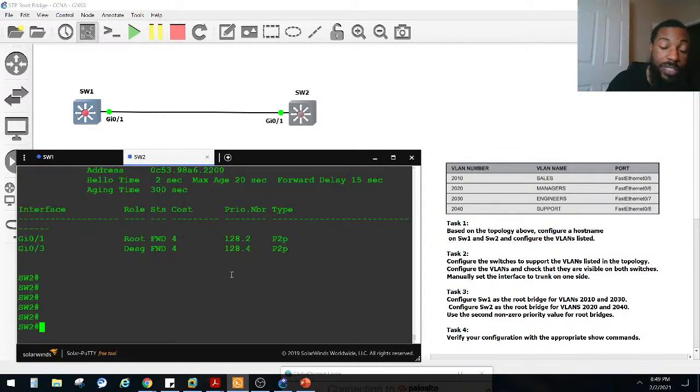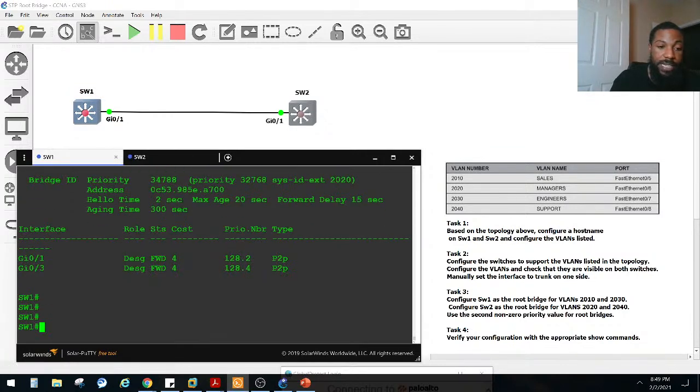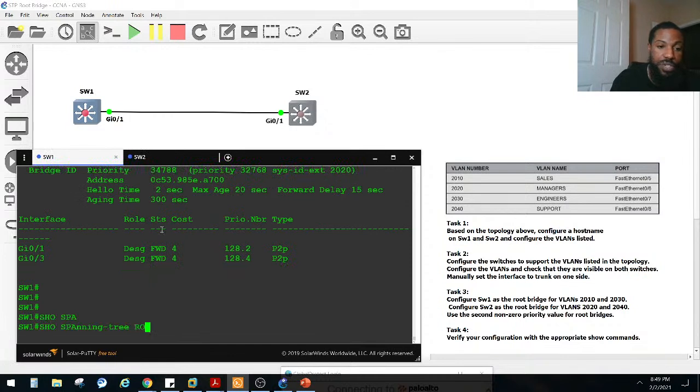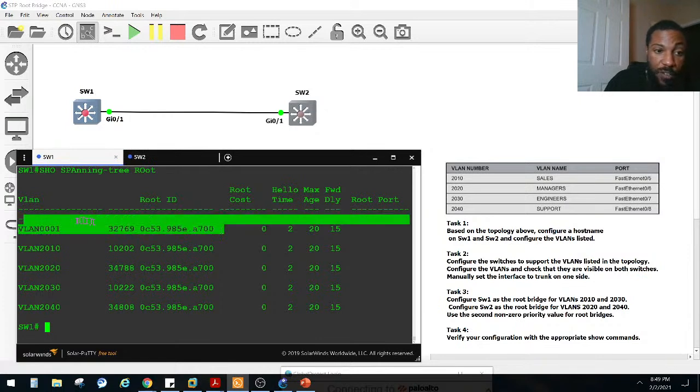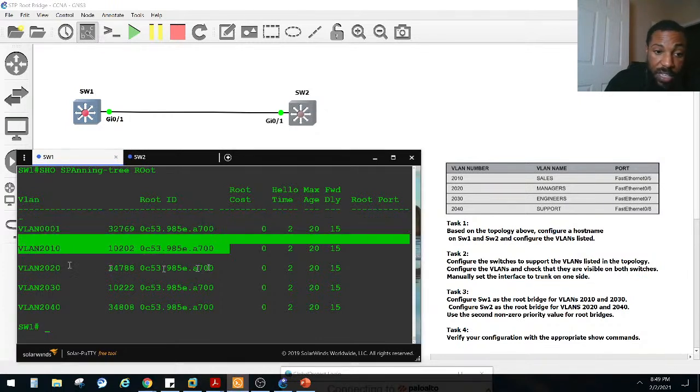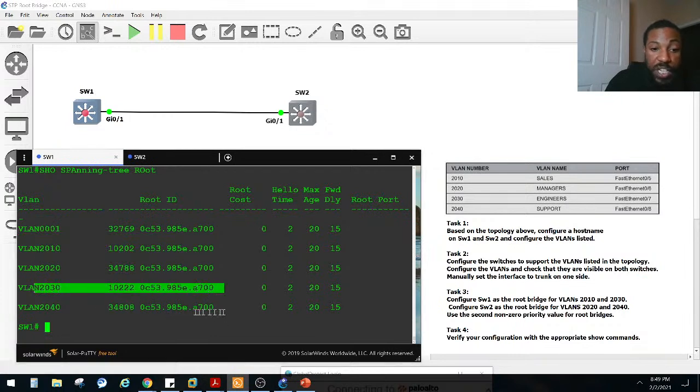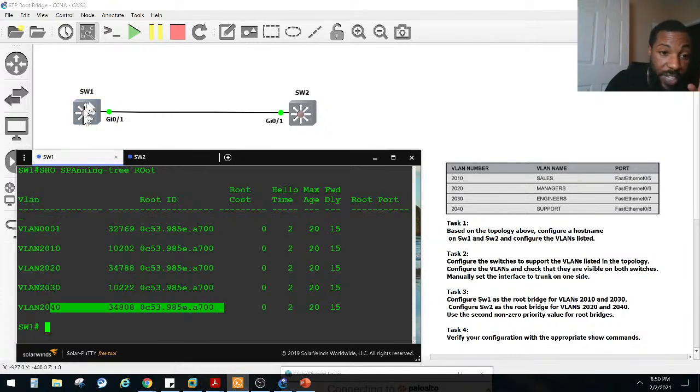What else? So basically I want to say switch 1 is the root switch for all the VLANs. Let's just do show span, right? Go back to switch 1 and let's see. Show span root. And we'll see he is the root bridge for all of them. Y'all see how I did that without having to just show span and then go through all that convoluted information? So basically, I am the root switch for VLAN 1, VLAN 2010, 2020, 2030, and 2040. So he's the root switch for all the VLANs, right?